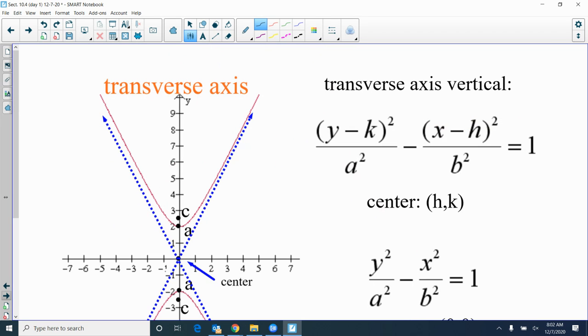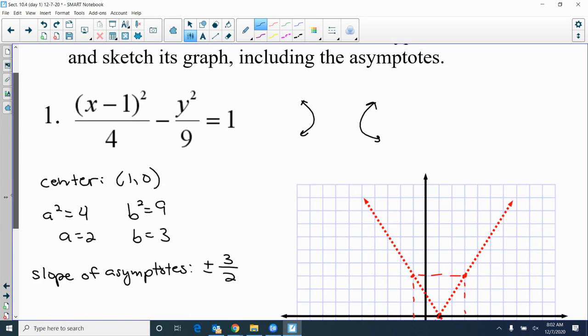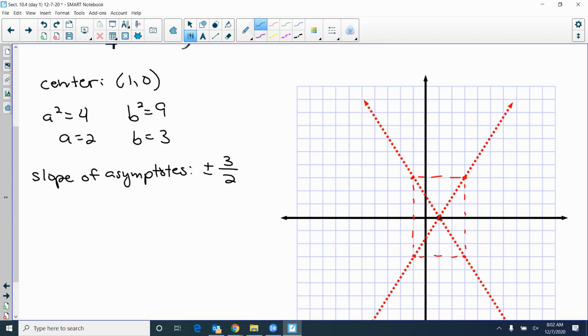Okay, so what is A for this problem? A is 2, right? So that means you're gonna go left and right 2 from that point. And it should always be right on that rectangle. That's another reason I draw that. All right, I got enough information here to actually graph it. It opens up left and right. It's gonna be asymptotic to those lines. So just make sure that it goes towards them. Like that.